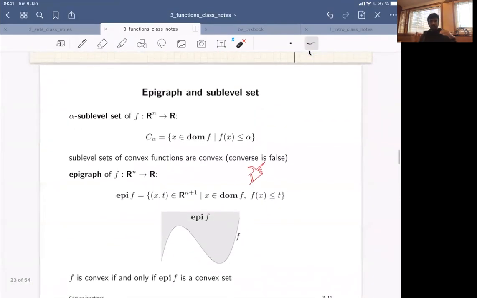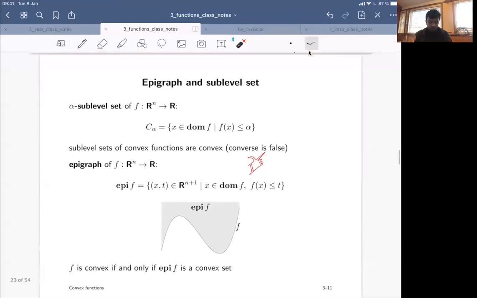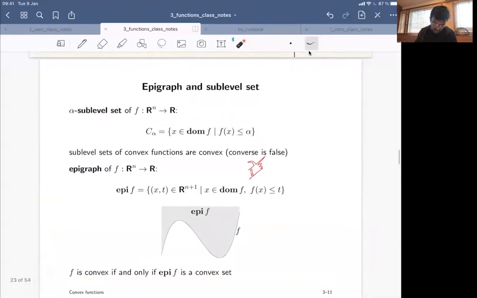So what we saw was the first order condition and the second order condition. The first order condition uses a global underestimator. The second order condition says that to check whether a function is convex or not, you take the Hessian and check whether it is positive semi-definite or not. Now we move to another concept, epigraph and sublevel set. So first, sublevel set.